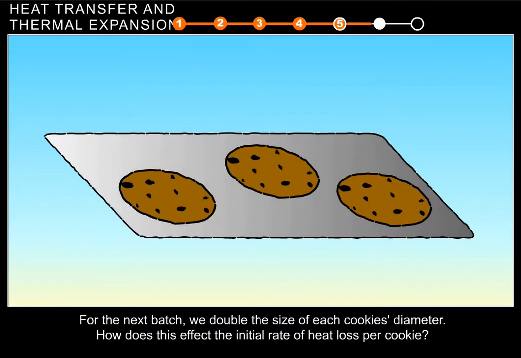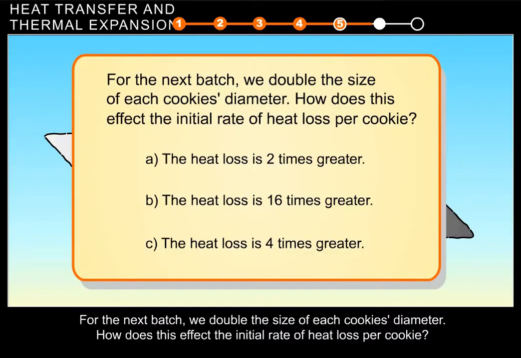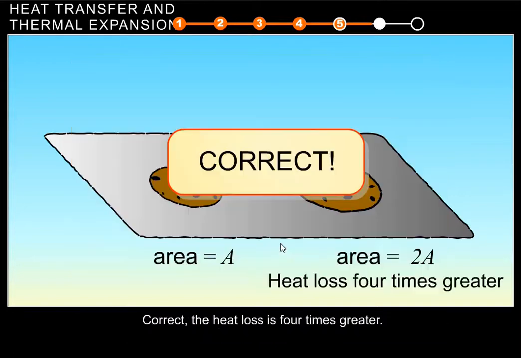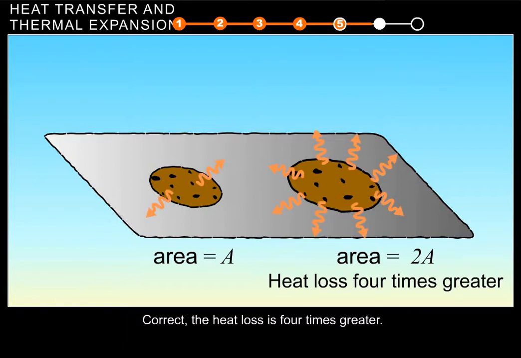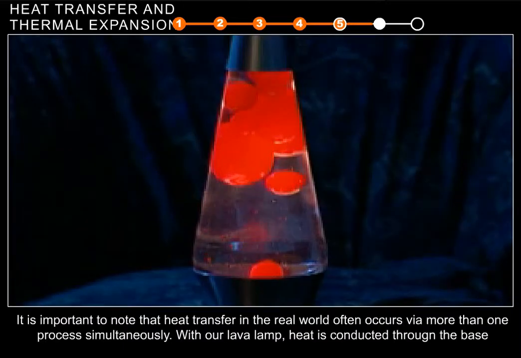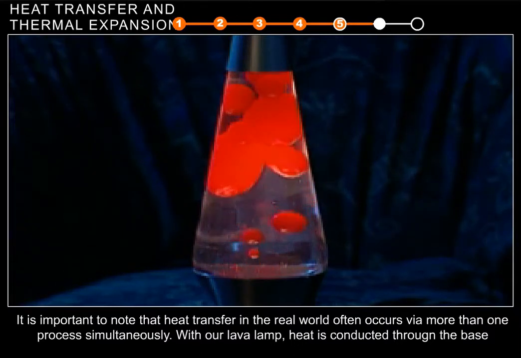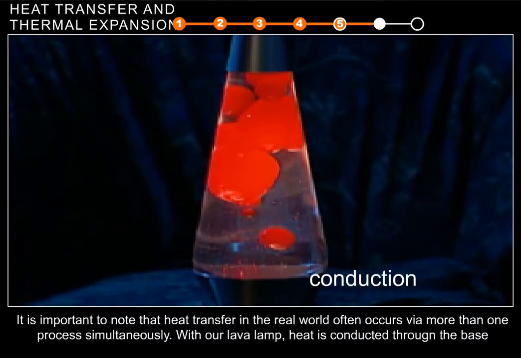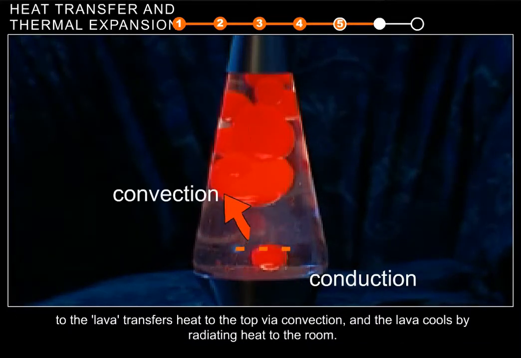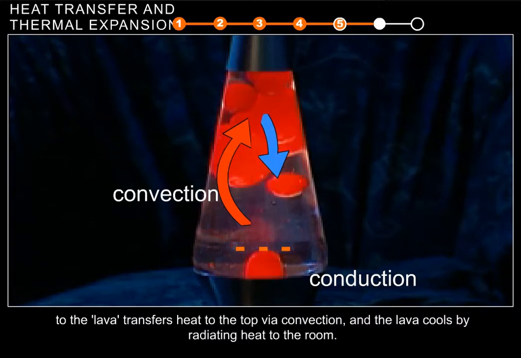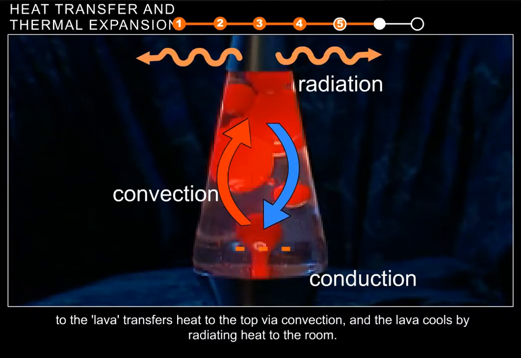For the next batch, we double the size of each cookie's diameter. How does this affect the initial rate of heat loss per cookie? Try again. Correct. The heat loss is 4 times greater. It is important to note that heat transfer in the real world often occurs via more than one process simultaneously. With our lava lamp, heat is conducted through the base to the lava. The lava transfers heat to the top via convection, and the lava cools by radiating heat to the room.